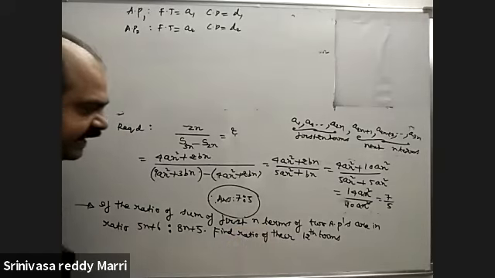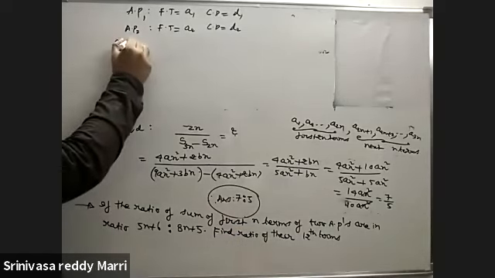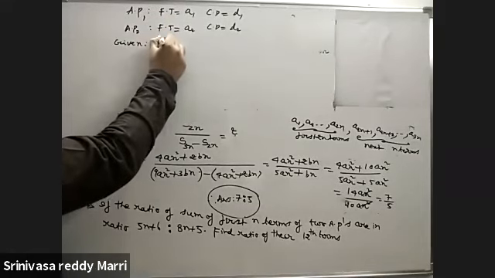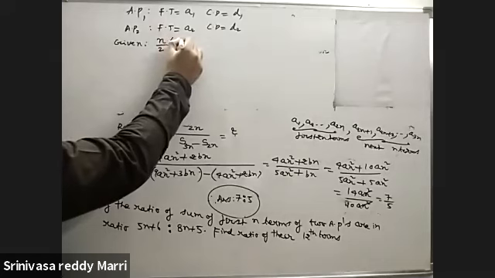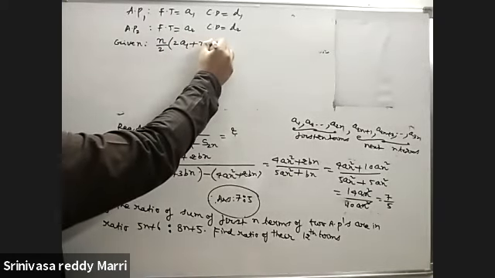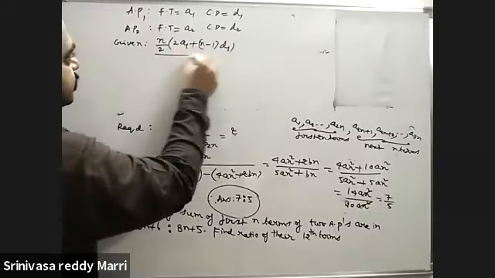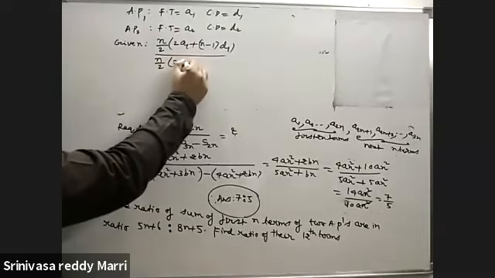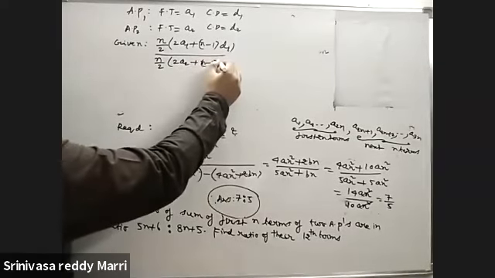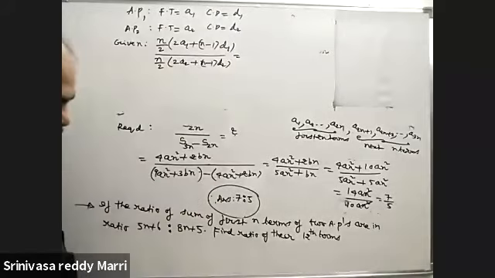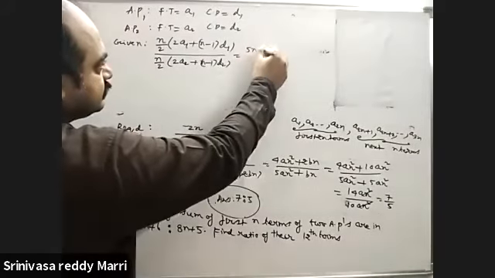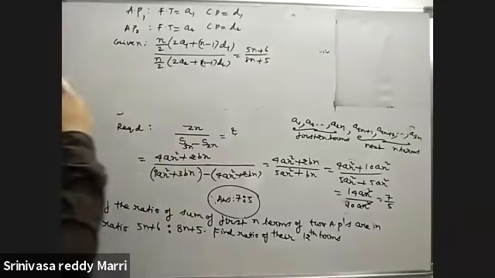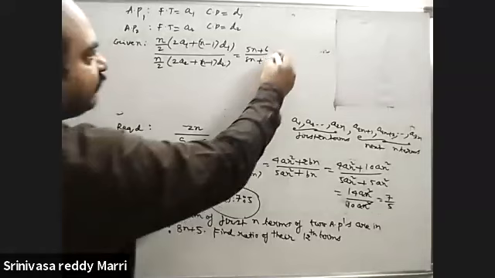Given that the sums of first n terms are in the ratio, what is given? The sum of first n terms of AP1 is n by 2 into 2A1 plus n minus 1 into D1, divided by the sum of first n terms of AP2, n by 2 into 2A2 plus n minus 1 into D2, equal to 5n plus 6 divided by 8n plus 5. Now this is given. What is required?